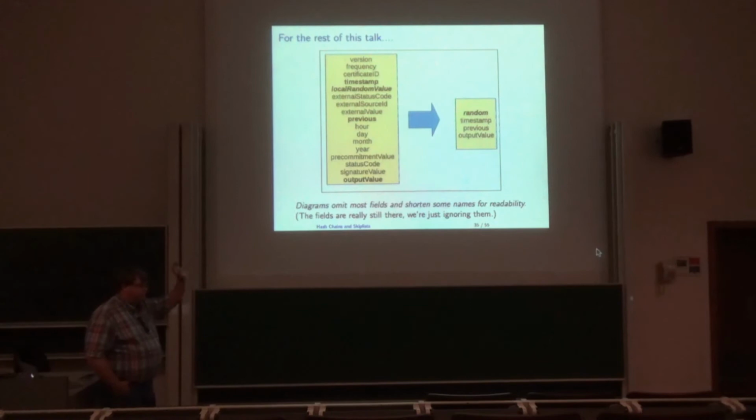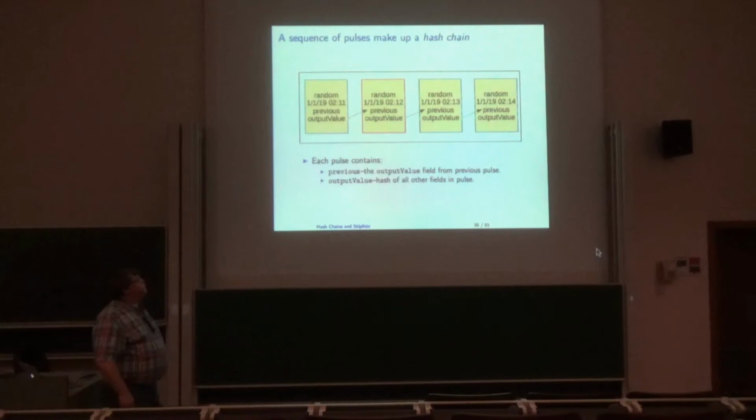So here is a sequence of pulses that make up a hash chain. The idea, remember, is that the output value is effectively the hash of everything else in the pulse. And every pulse has this previous field that is the output value from the previous pulse. So you can kind of see the hash of the first pulse winds up being in the second pulse, and then it gets hashed, and that goes into the third, it goes into the fourth. So you have a hash chain. Right? So why is a hash chain useful here?